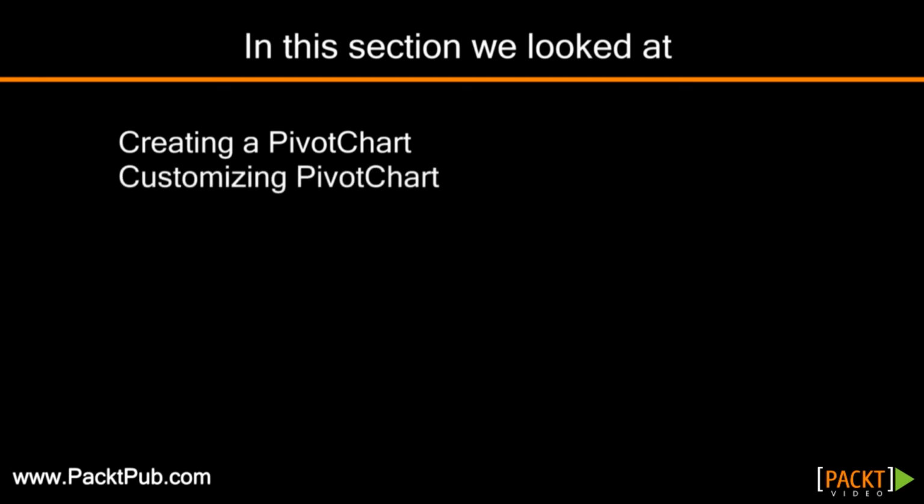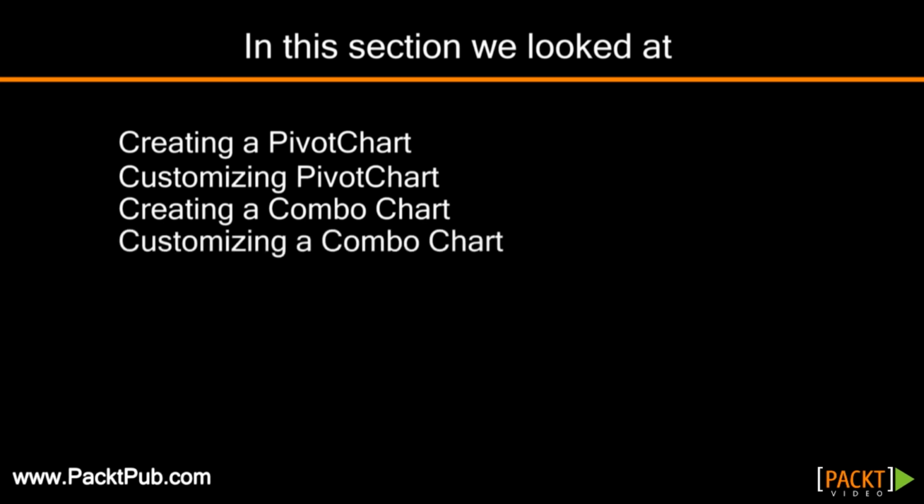So in this section, we started by creating pivot charts and customizing them, started building our dashboard. We also created a combo chart and customized it, and we just finished by creating a text highlight cell to put context on our data. In the next section, we'll bring in the two data tables to our dashboard and customize those elements.